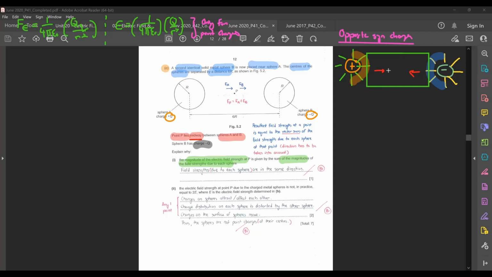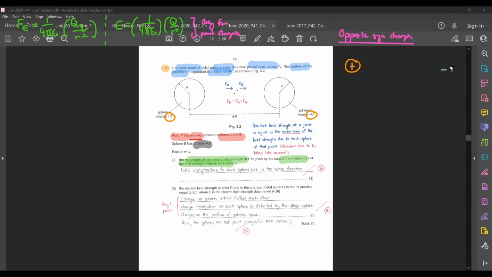So when you want to talk about whatever is inside this region here, if you want to find out the electric force or the electric field strength, it's usually the combination of the two individual charges added together. In your case now, because if you're dealing with field strength or force, they are vectors. If you want to add them up together, you have to consider direction.